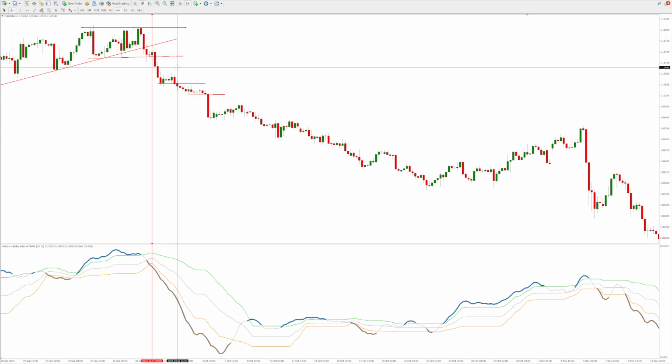Keeping in mind this is a 4-hour chart, so you don't even need to frequently check your charts every four hours or so to manage positions. You can even set alerts as well.